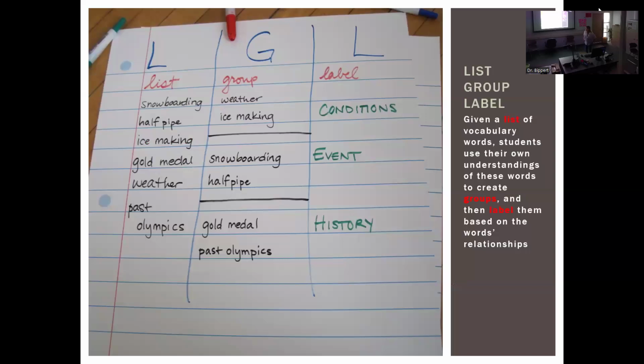List group label, if you looked at chapter 8 in your book, it's really easy to use. Here, I'm going to give the list of vocabulary words and ask my students to group them in a way that they think makes sense. So they're activating background knowledge and they're putting words together. And then finally, give each of those groups a label of some kind. Give them the list, they make the groups, and they make the labels.